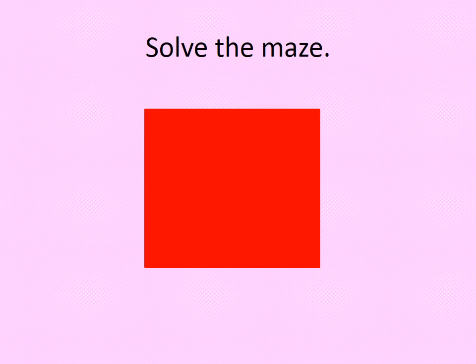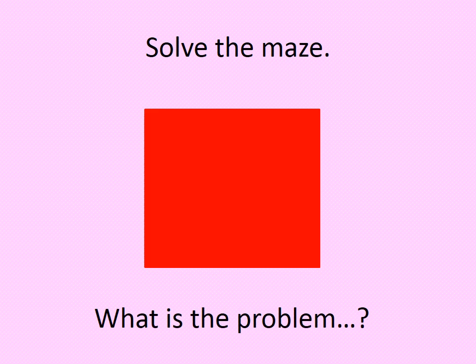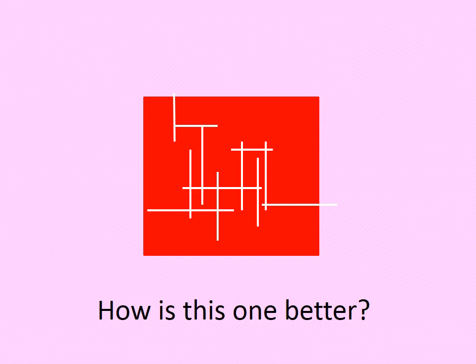So here we have this red maze. Go ahead and solve the maze. What's the problem? Why can't you solve the maze? Would it help if the maze looked like that? How is that different? And in what ways is that like the question that you were asked recently about why you can't swim through solid ice?